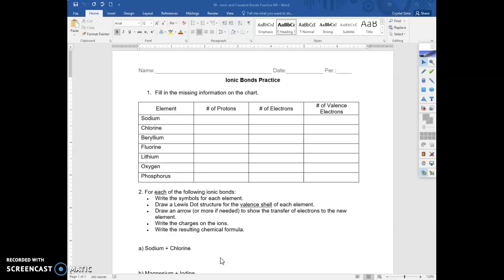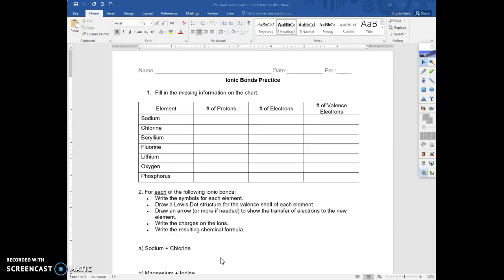So when you look at the first part here and you see the table, the chart here, the first thing you want to do is look at your number of protons, your number of electrons, and specifically your number of valence electrons for each of these elements that are listed here. And so what I'm going to do is go to my periodic table so that I can find my number of protons and also look where the particular atom is located on the periodic table.